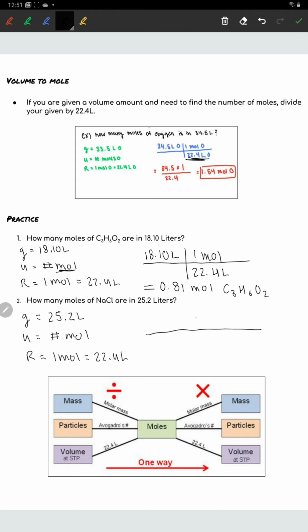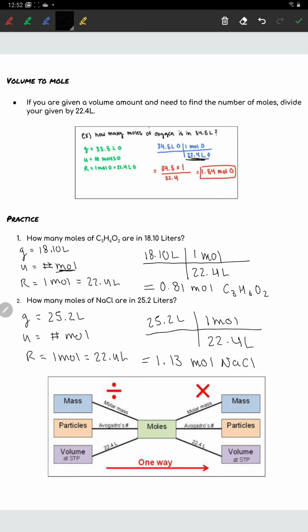So when we're plugging in, our 25.2 liters goes in that top left. Bottom right is going to be my liter value, so 22.4. That means the 1 mole is going to be on the top. So what we're really doing is we're taking our given, dividing it by our liter value. So 25.2 divided by 22.4. When I round, I get about 1.13. And the units for that are moles of sodium chloride.